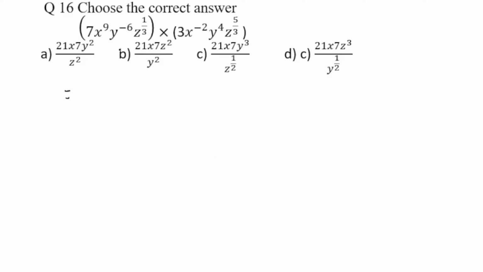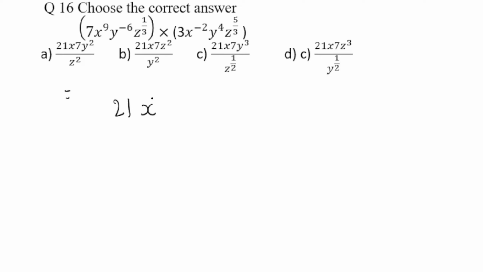7 x to the power 9 y to the power minus 6 z to the power 1 by 3, multiply 3 x to the power minus 2 y to the power 4 z to the power 5 by 3. Here you go. 7 multiply 3, 21. X to the power 9, x to the power minus 2. If you multiply the exponent of the same base, the power is added.